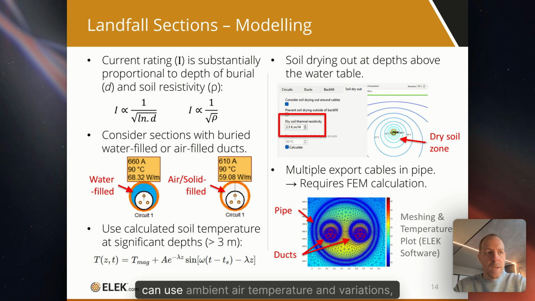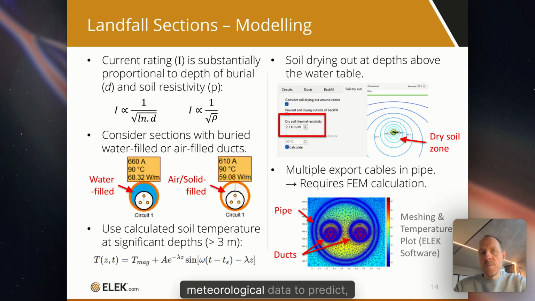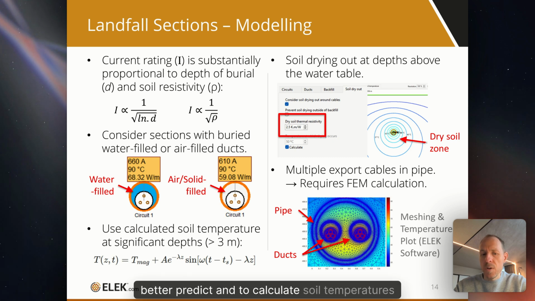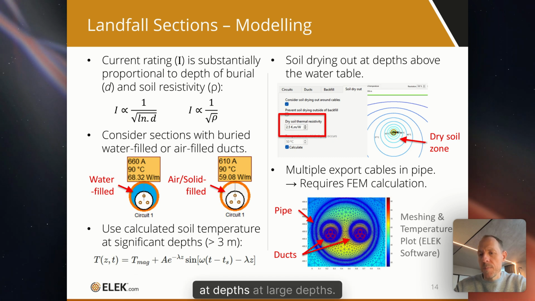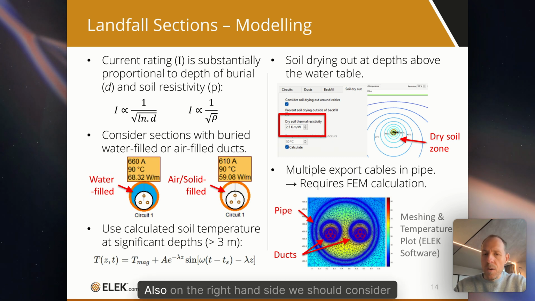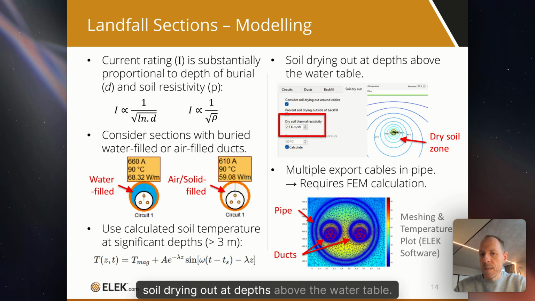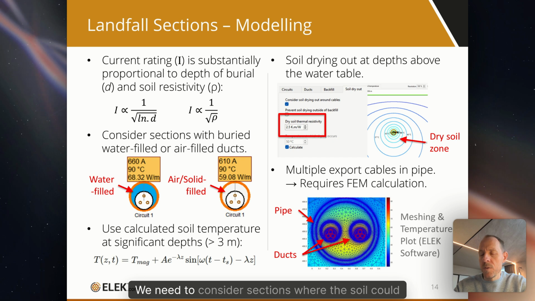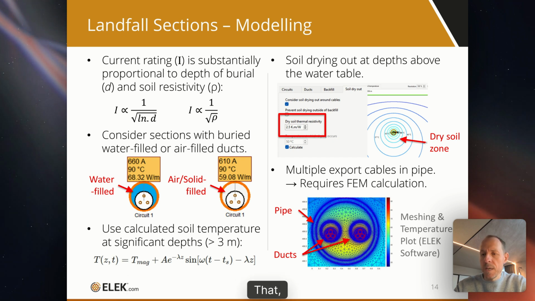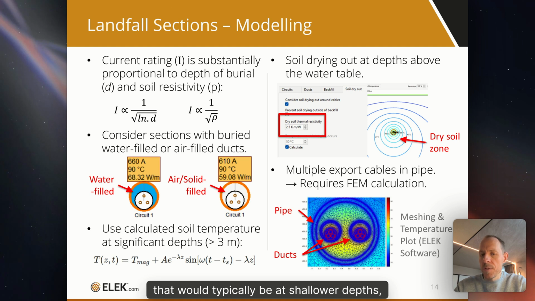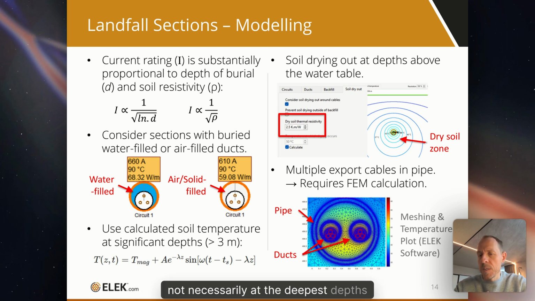We can use ambient air temperature and variations, meteorological data to better predict and to calculate soil temperatures at large depths. Also, on the right-hand side, we should consider soil drying out at depths above the water table. We need to consider sections where the soil could dry out. That would typically be at shallower depths, not necessarily at the deepest depths of the cables at the landfall.